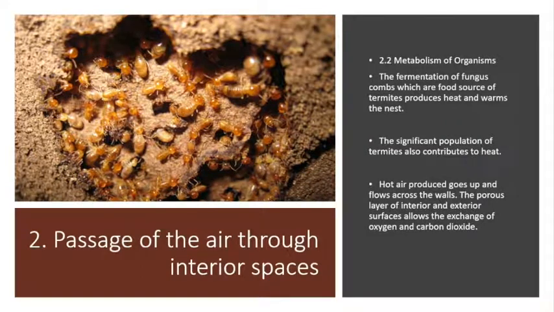So also considering inside this mound, there's what we call the metabolism of organisms. The fermentation of fungus combs, which are the food source of termites, produces heat and warms the nest. The significant population of termites also contributes to heat. Then hot air produced goes up and flows across the walls, taking note that the porous layers of interior and exterior surfaces allow the exchange of oxygen and carbon dioxide.